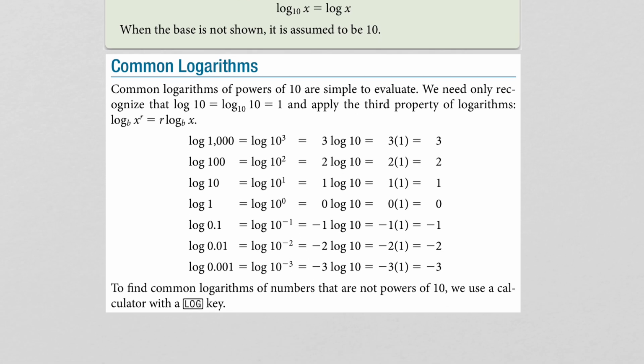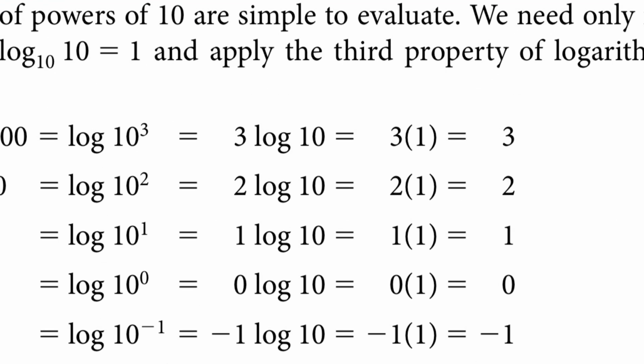So for example, common logarithms of powers of 10 are simple to evaluate. Take, for example, log of 1,000. Well, we know that 1,000 is 10 to the third power. So log of 10 to the third power, the 3 can be brought down, and then we have 3 log of 10. But log of 10 is 1, right? Because, again, log of 10, there's an invisible base 10 right here, and all we're saying is, what is the power of 10 to get 10?